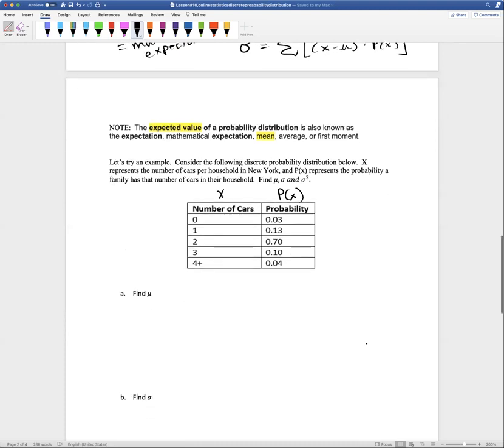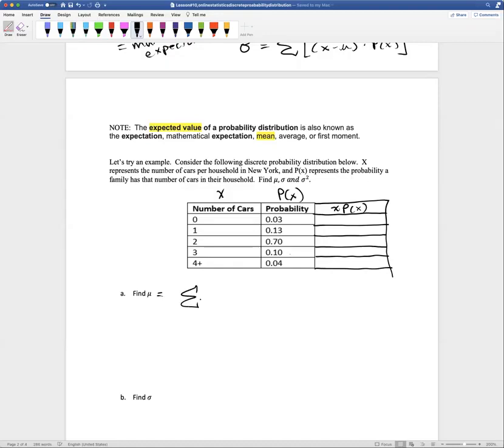First of all, I'm going to take this probability distribution, and right next to it I'm going to write X times P of X, because remember, the formula for the mean is the sum of X times P of X.